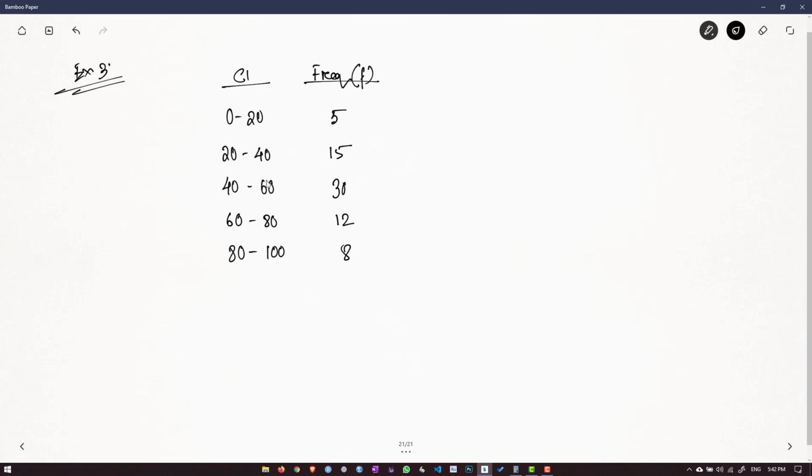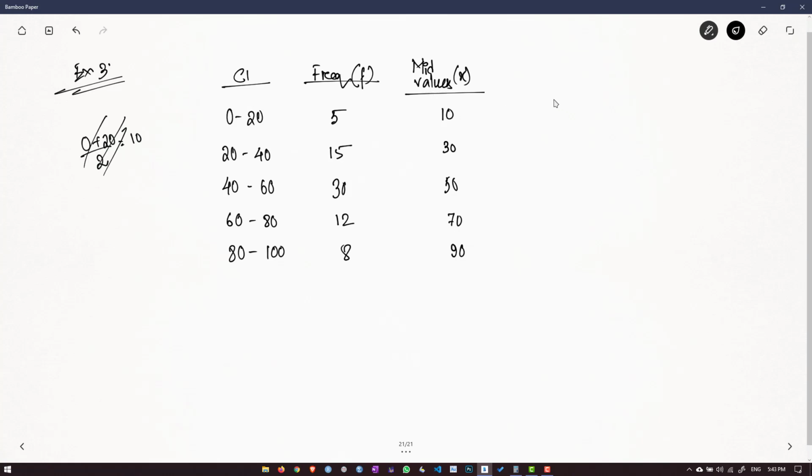So first thing first, in case of continuous frequency, we have to find out mid values, and mid values are called X. What is the mid value of 0 and 20? 0 plus 20 divided by 2 will be 10, right? So this is how we calculate mid value. So this will be 10, this will be 30, this will be 50, this will be 70 and this will be 90. These are the values of X.